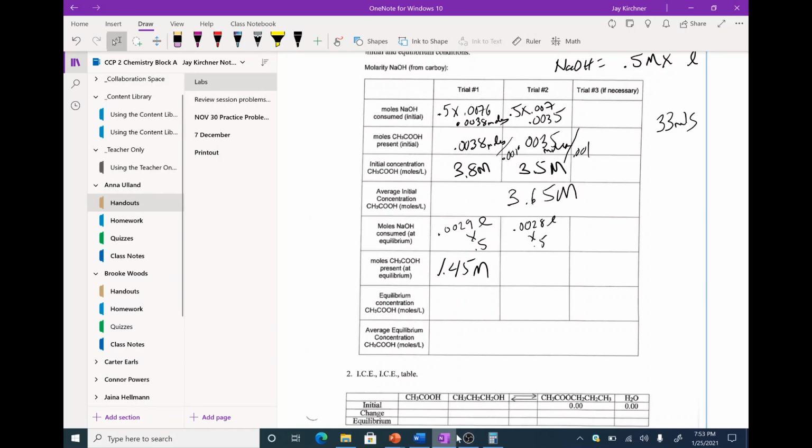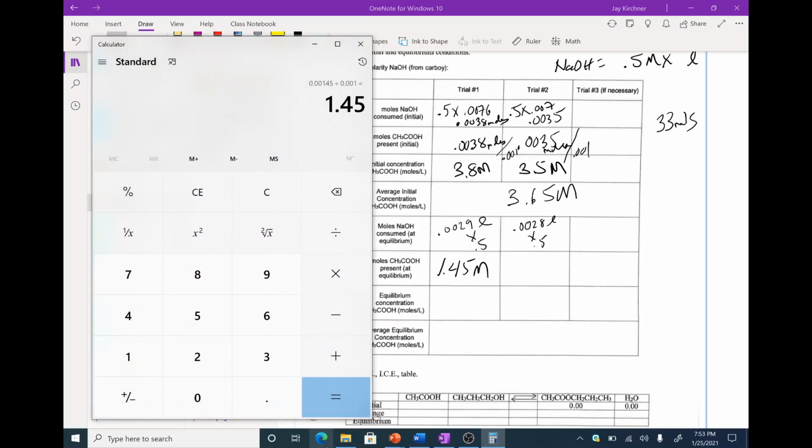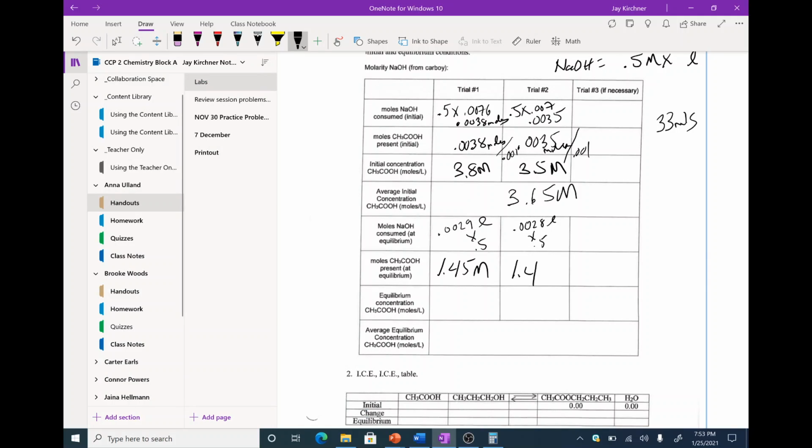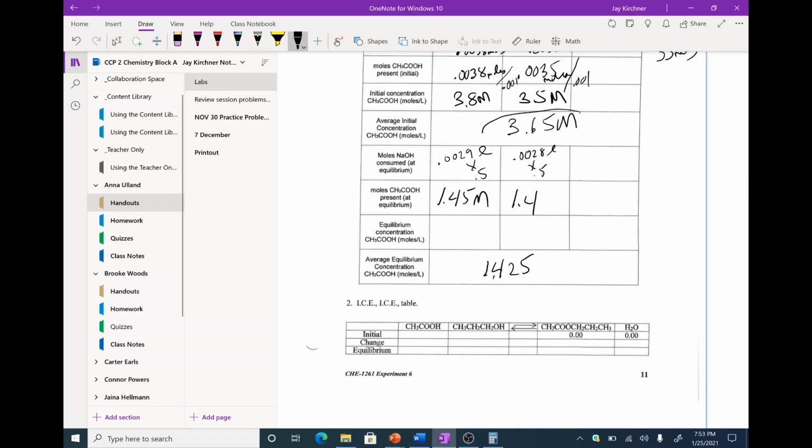And for this one, let's see. Sorry, go back to my calculator. Let's do 0.0028 times 0.5 equals, divided by 0.001. That can be much different, 1.4 molar. So our equilibrium concentration of acetic acid is 1.425. Okay, now we can do our ICE table. Because we're going to use this for our initial and this for our ending.